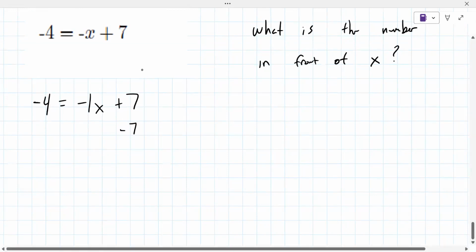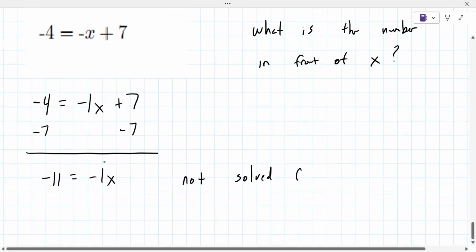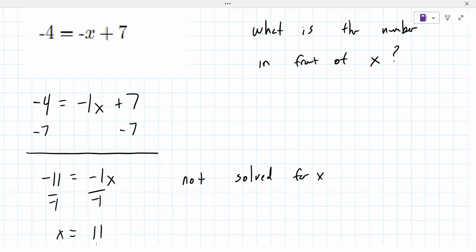Now, the reason we do that is because when you subtract 7 from both sides and you get -11 equals -1x, here's the thing. That's not the answer. You have not solved for x. This is not solved for x. You divide by -1, x equals 11. Okay, so let's have you try one here.